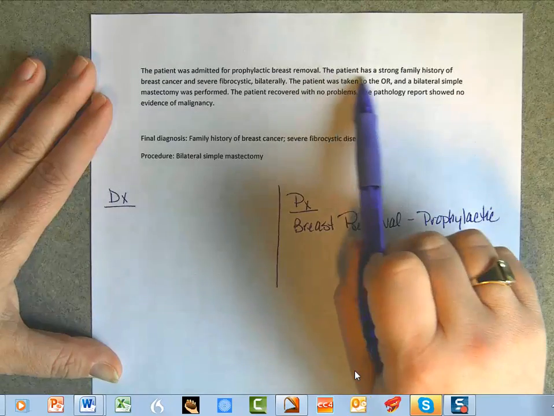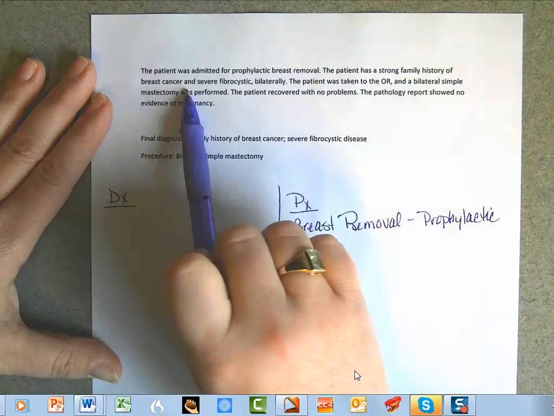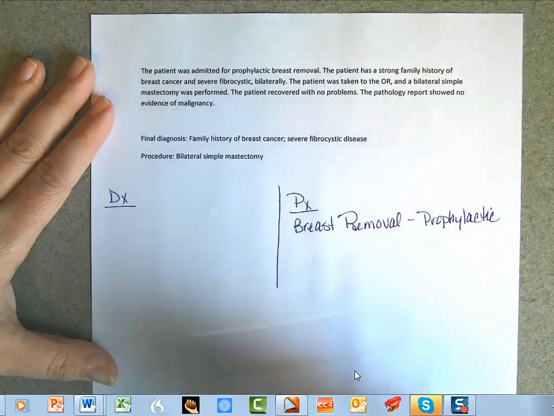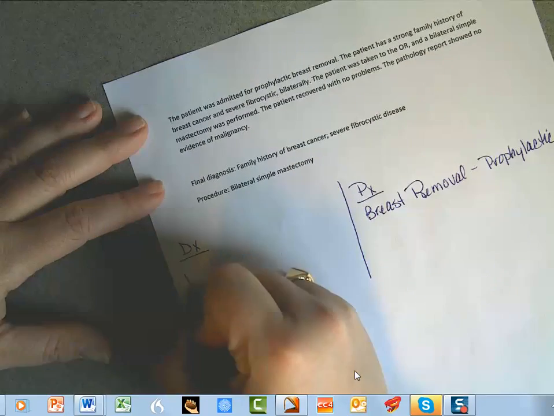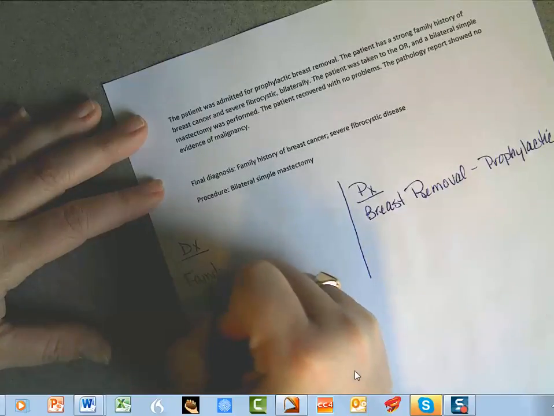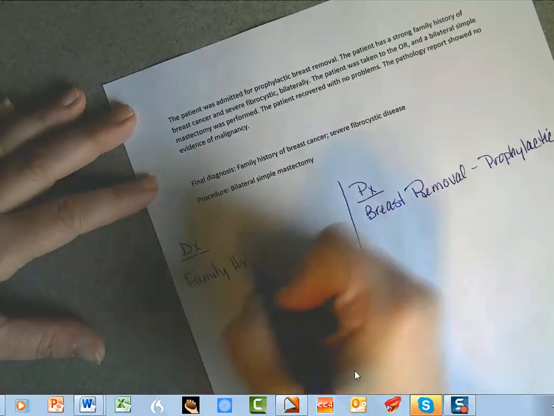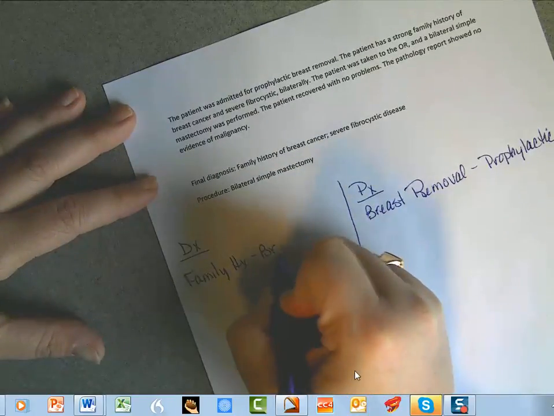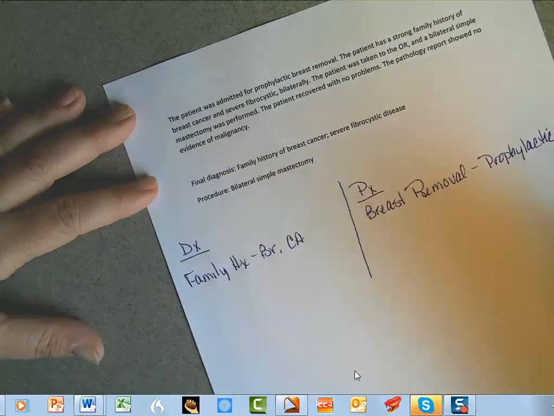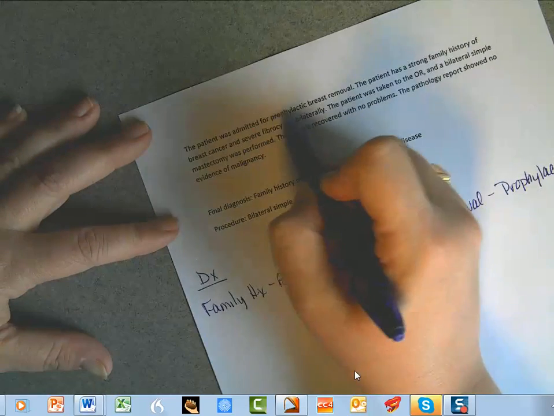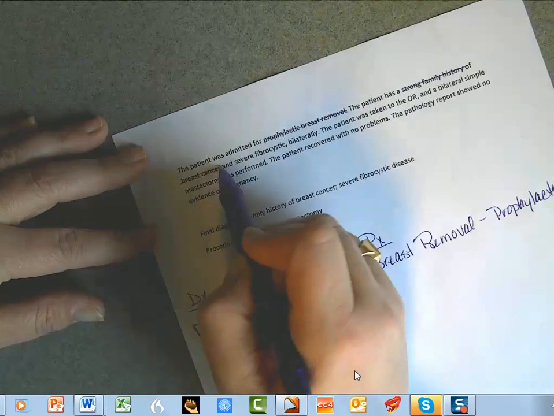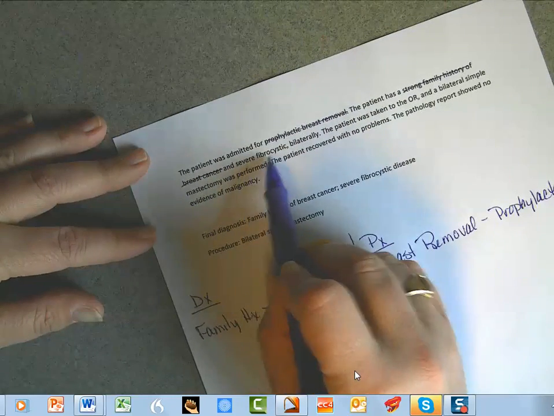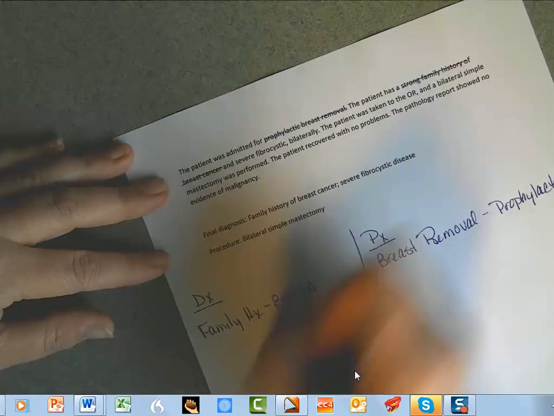Sentence 2, the patient has a strong family history of breast cancer and severe fibrocystic disease bilaterally. So, first thing we've got, family history of breast cancer. That's a diagnosis. So we're going to put that over here. Family history, breast cancer. Okay? So far, we've gotten rid of the breast removal. We've gotten rid of the family history of breast cancer. Now we've got to look at severe fibrocystic breast disease bilaterally.